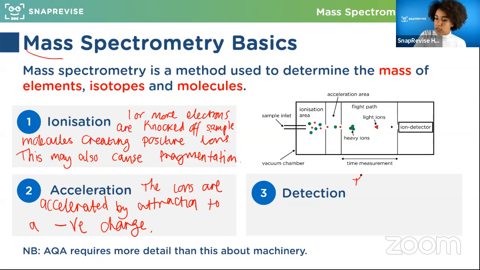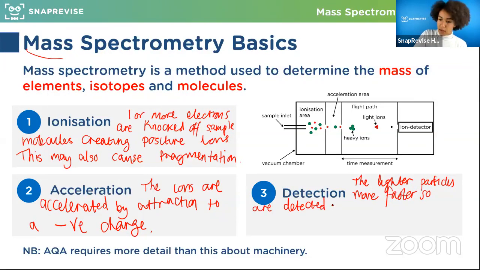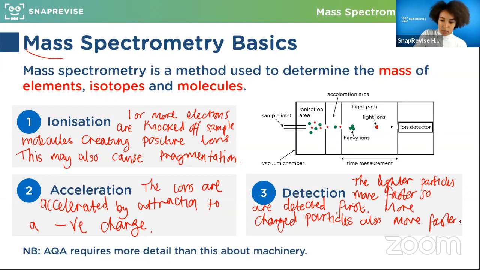So under detection, I'm going to write the lighter particles move faster, so are detected first. More charged particles also move faster.